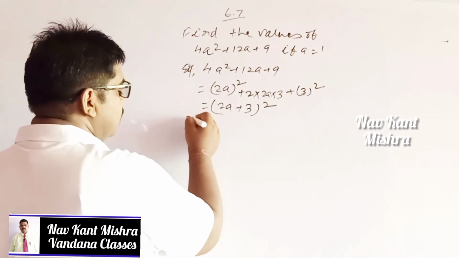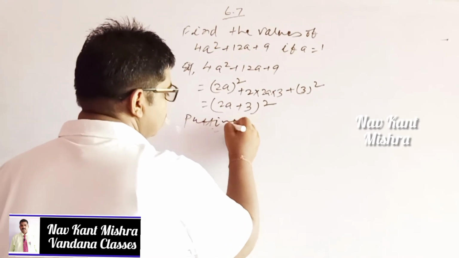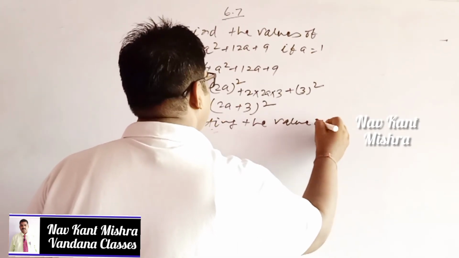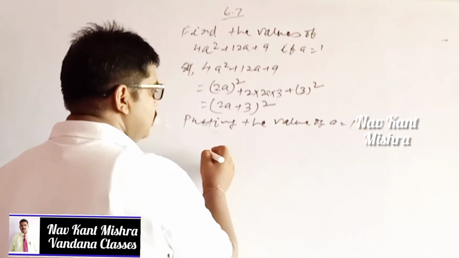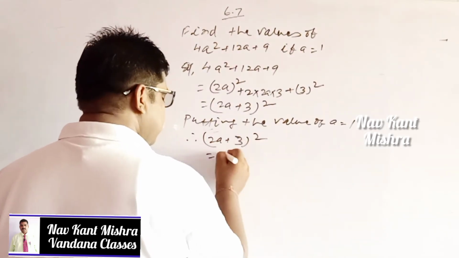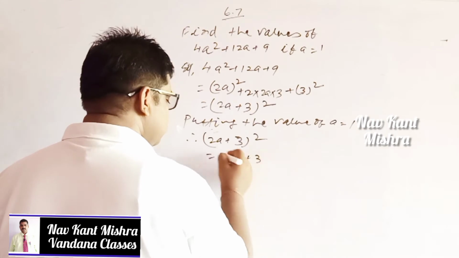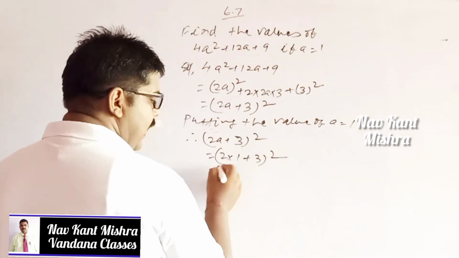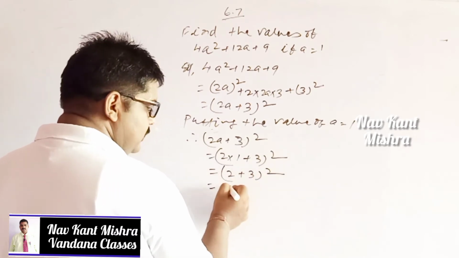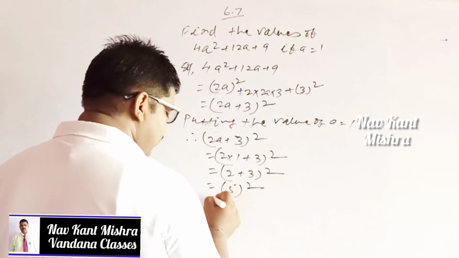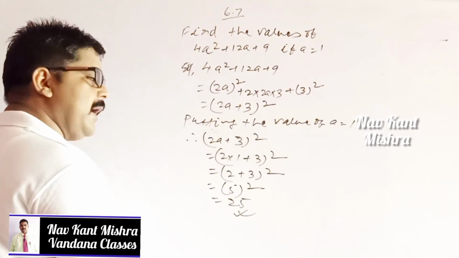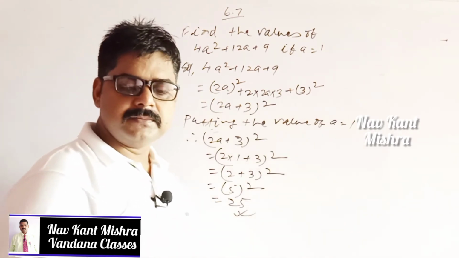And now putting the value of a is equal to 1. Therefore (2a plus 3) whole square can be written as (2 into 1 plus 3) whole square, and it is equal to (2 plus 3) whole square, and it is equal to 5 whole square, and its result is 25. So its value is 25.